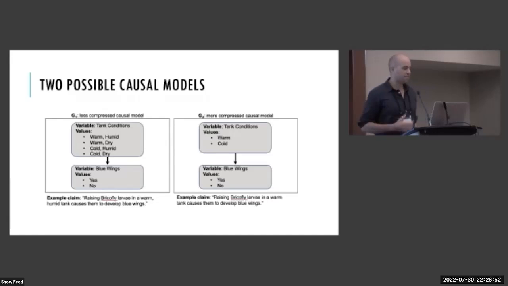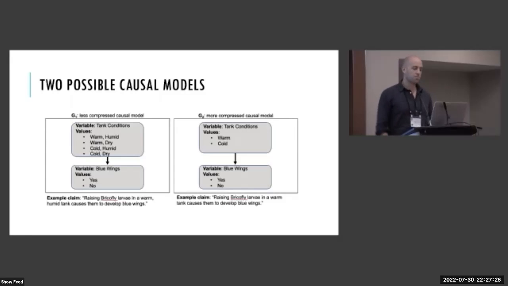On the right here, we have this less compressed causal model in which we have a 4-valued variable with the potential values warm humid, warm dry, cold humid, cold dry. So this is a variable that's basically telling you both the temperature and the humidity or dryness of the tank, right? And that's a cause of the effect, which is this binary variable denoting whether or not the brickyfly has blue wings. And you can use this causal model to infer the claim, raising a brickyfly larva in a warm, humid tank causes them to develop blue wings, once you also know some of the probabilistic information I gave you on the previous slide.